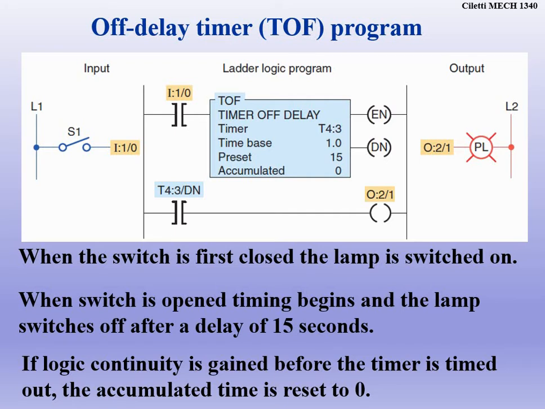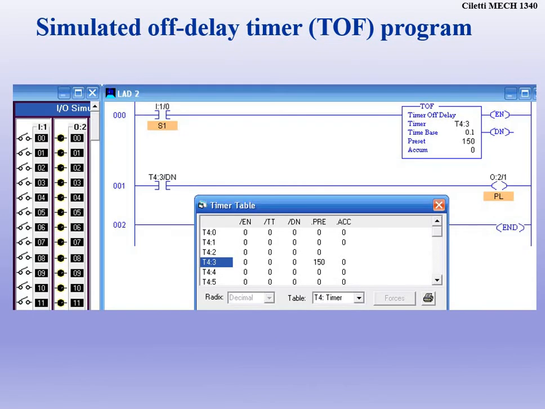Okay, so if the switch opens, the switch 1 opens, I1.0 opens here, or I1/0, sorry, I'm speaking Siemens. But when that switch opens, that's when this timer actually starts accumulating time. So very important to understand that. It's really understanding the difference between the off delay and the on delay timer. And once you understand that, it's just simple wiring and connecting them up to make them work.